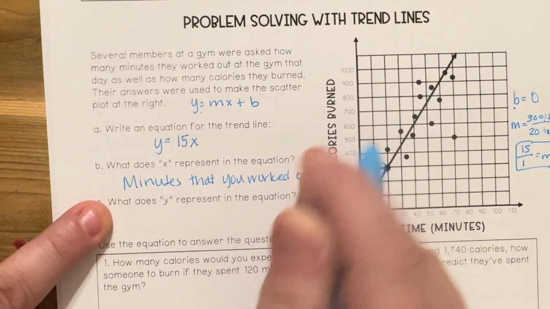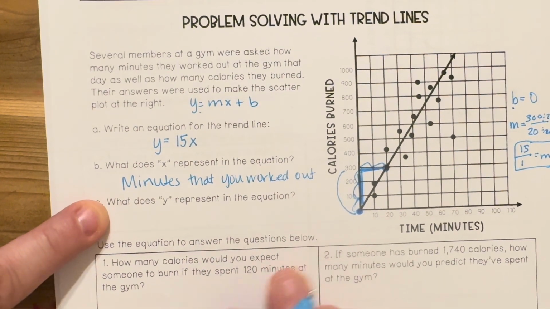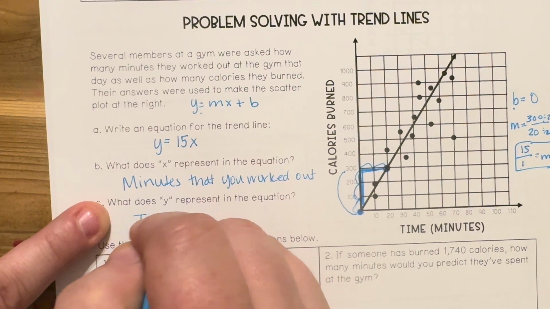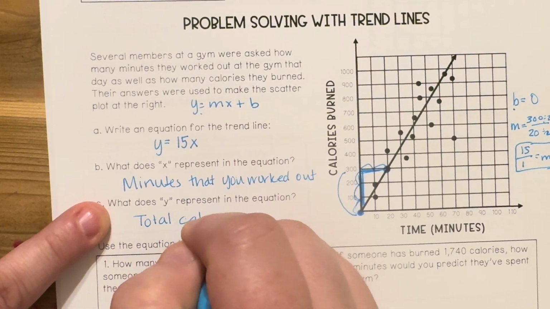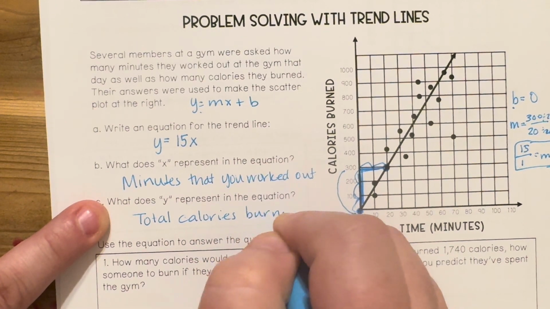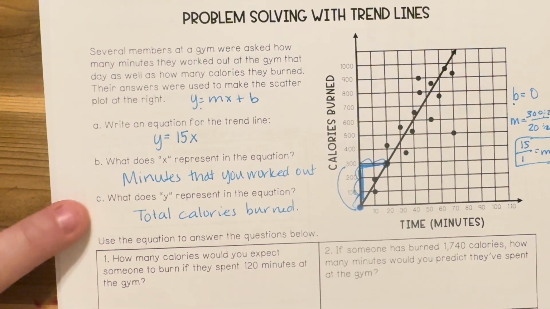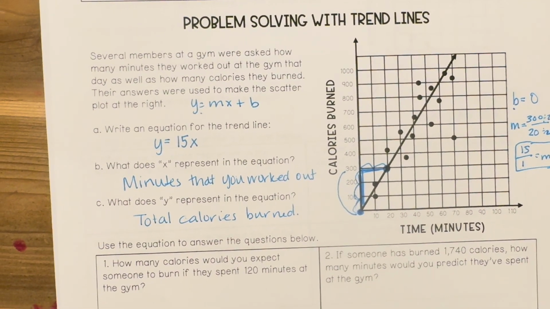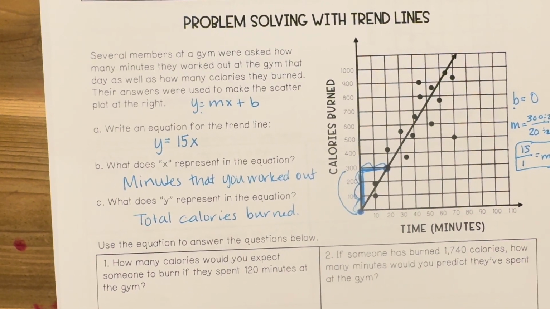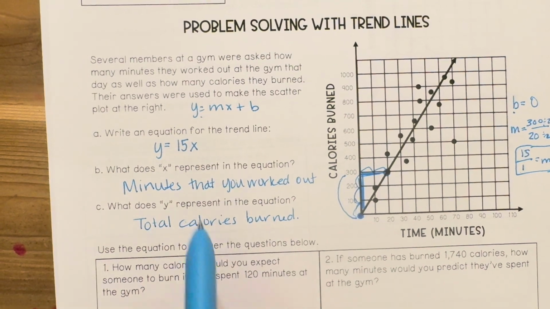The x is the minutes that I exercised, okay? And then the y tells me the total calories burned. All right, now we're going to use this equation.